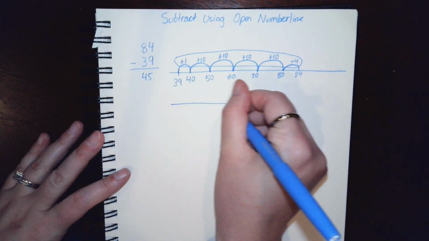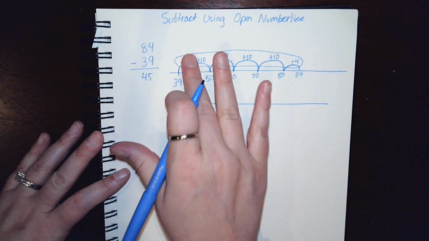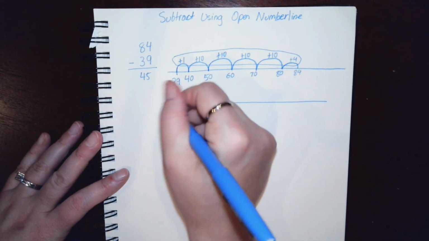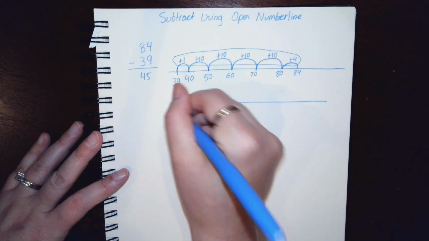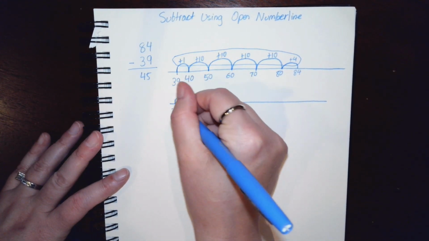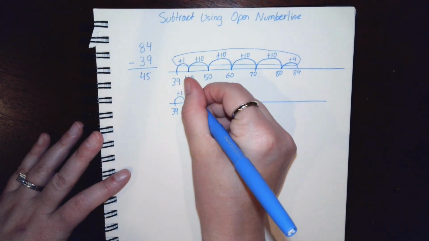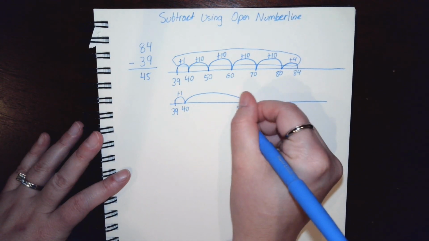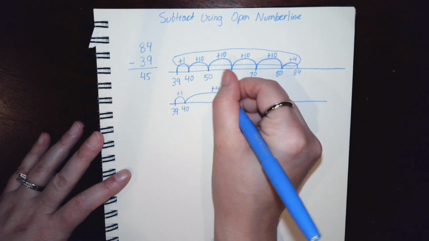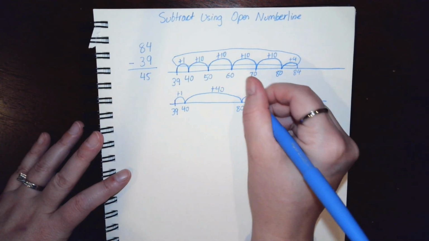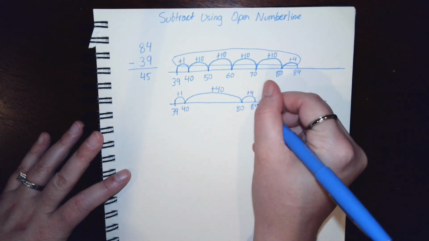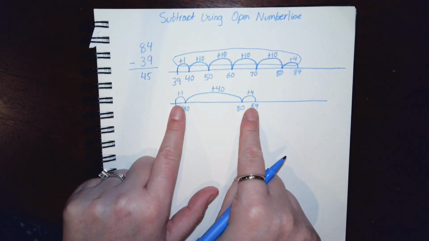Another way, some of you may need this part to see each of the hops. Some might say, okay, 39 plus 1 to 40, I got to 40. Well, I know to go from 40 to 80 is +40. And then they would do another 4 to get to 84. Some are ready for this.